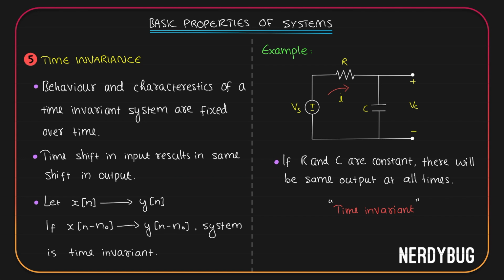An example we can take is the RC circuit again. As long as the R value and C value are constant, you will always get the same result for the same input. Let's say in the 1900s, someone gave 2 volt here and they got some 1.5 volt here. In 2000, if someone gives 2 volt here, they'll still get 1.5 volt. So if R and C are constants, there will be the same output for the same input at all times. So this system is time invariant.